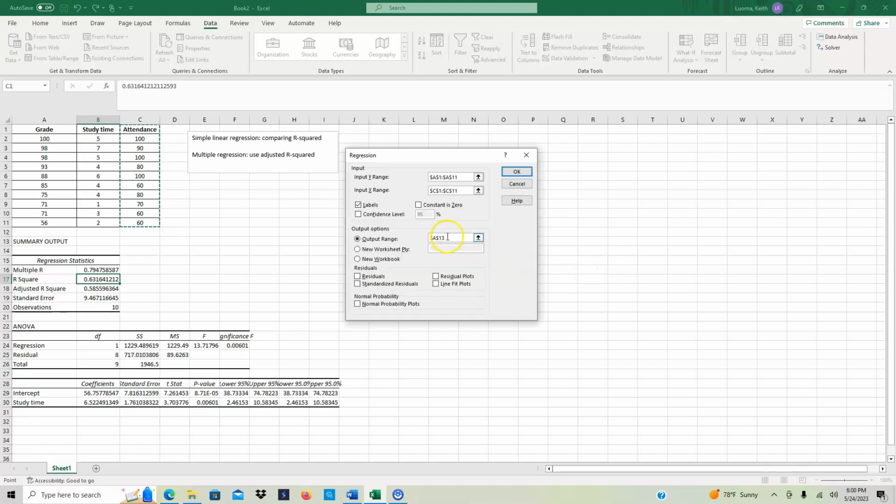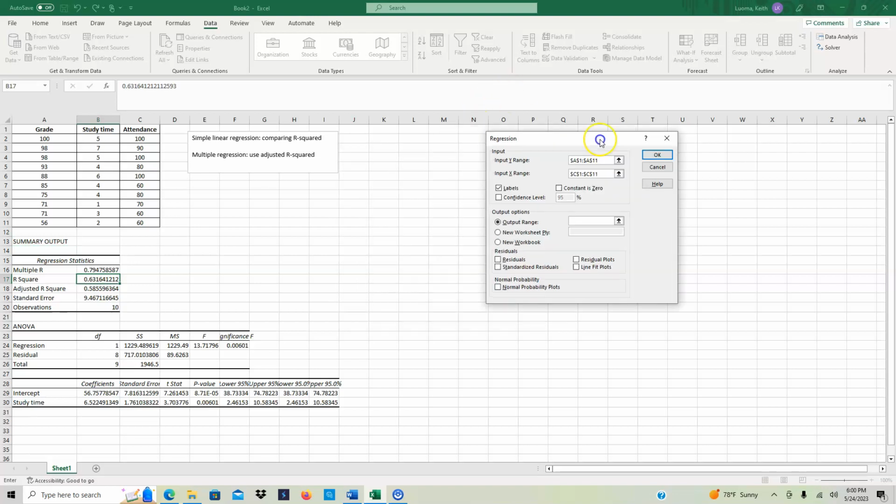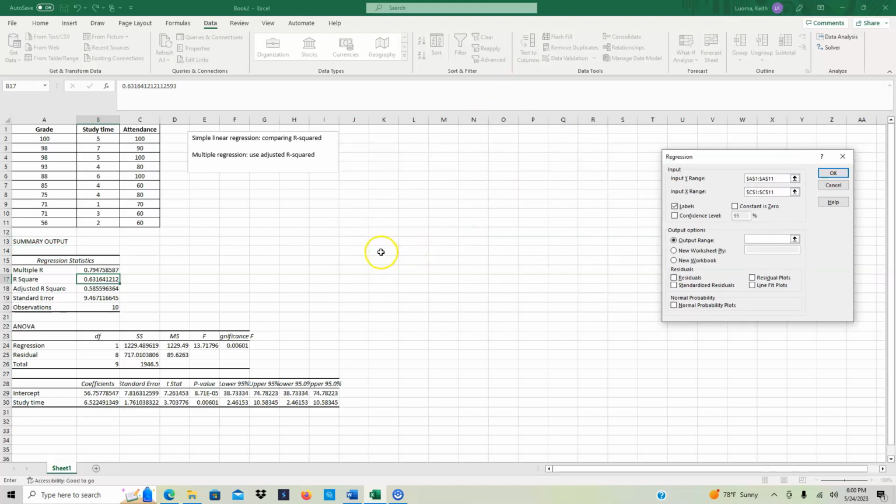And I guess I don't really want to rewrite it over the previous output, so I'll start it in the same row, but just move it far enough over. Let's see, I think everything looks good there. I'll click OK.